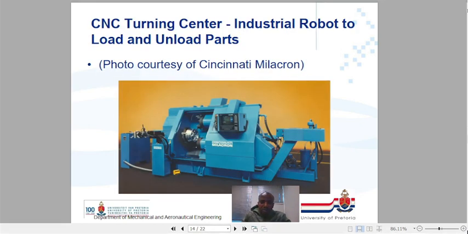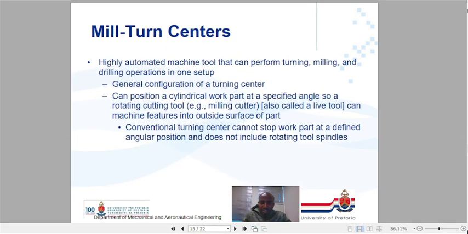You can have them both combined. It will be a huge powerhouse. They are automated, so the machine centers are automated for machining operations. We have over here the general configuration of a turning center. It can position a cylindrical work part at a specific angle, with a rotating cutting tool.